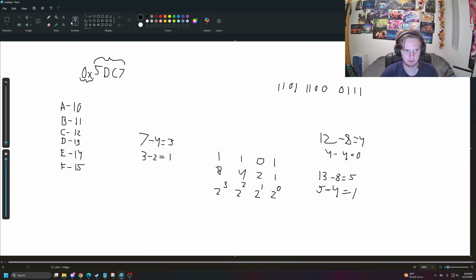Now, finally, we need to convert 5 to binary. Compared to D and C, this should be relatively straightforward and simple. So, 5. Can 8 be subtracted from 5? No. So we put a 0 here. Can 4 be subtracted from 5? Yes. So we put a 1 here. 2 can't be subtracted from 1, so we put a 0 here. And 1 can be subtracted from 1, so we put a 1 here. So we have 0, 1, 0, 1. So write that over here, and boom.